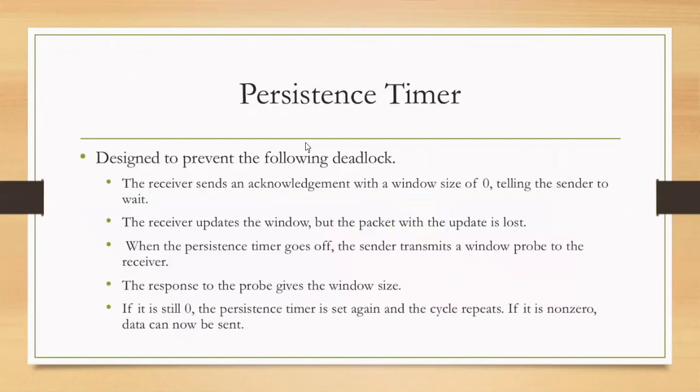Now let us quickly look at the other less important timers that are present in TCP. The next one is the persistence timer. This we had actually looked into. If you recall, I have a sender and a receiver. The receiver sends the window update. If the window update is 0, the sender will be blocked. The sender cannot send any more data.